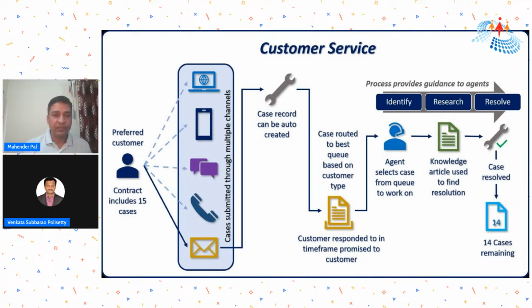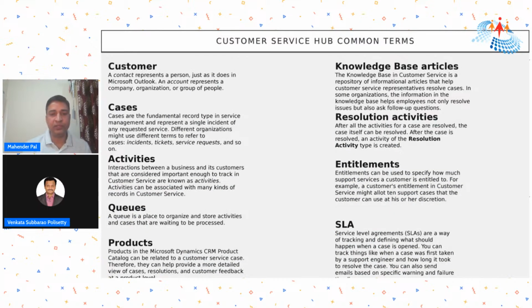Now we see that we have used different things here in an overall customer service. Some of these terms you already know, but some of them are totally new, so let's go through them. First is the customer, right? We know that we have two types of customer in a broad way. We use the account, which basically represents a company or an organization, and then we have an individual customer, which we call the contact.